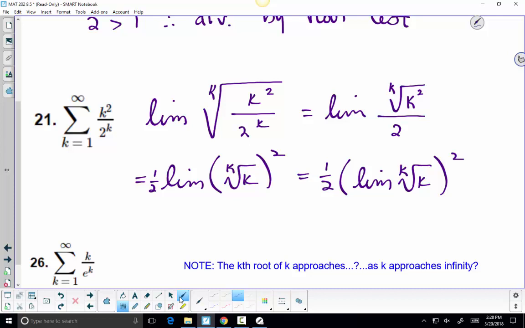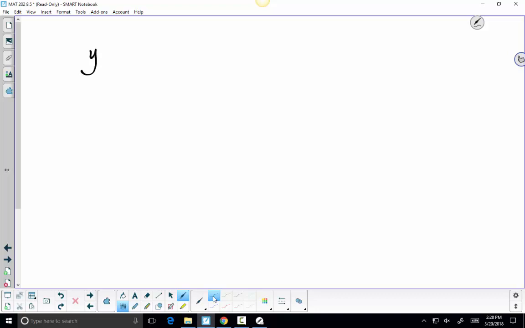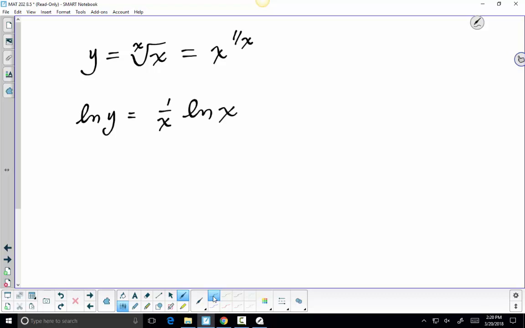Let's take a look. So kth root of k. So I'm going to convert it to x's. You could write it either way. So we want to know the limit as k goes to infinity, or as x goes to infinity. We're going to take the natural log of both sides. And when we take the natural log of the right side, we get that. Then we're going to take the limit of both sides. And on the left side, that limit gets pushed inside the log function. Again, because the log is continuous, the limits can push through continuous functions. And isn't this in L'Hopital's form right away?